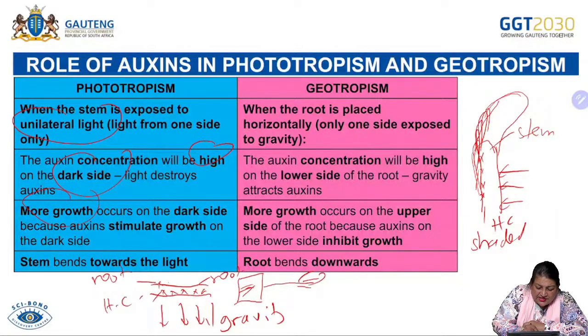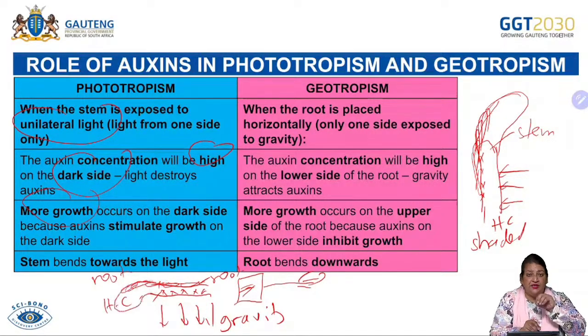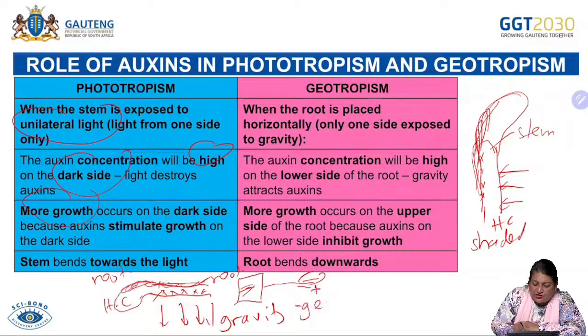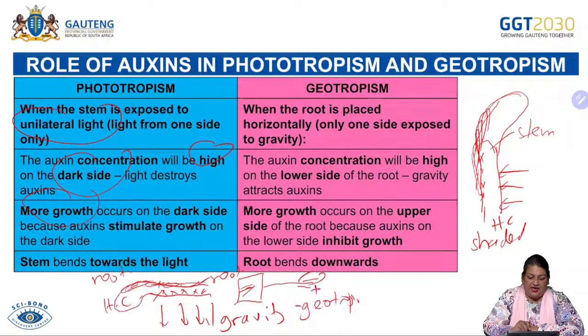And on the opposite side, where there's less auxins, so where there's a low concentration of auxins on the root, cell division and cell elongation will be stimulated, and the side where there's low concentration of auxins in the root will grow faster and faster due to cell elongation and cell division occurring rapidly there, and the upper side of the root will grow faster than the lower side, causing the root to bend down and move towards gravity, and that is called now positive geotropism.